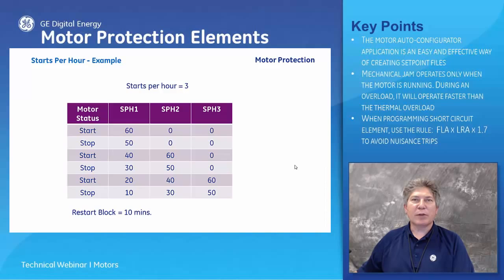If the motor stopped after 10 minutes, the first starts per hour counter would then display 30 minutes, the second starts per hour would display 50 minutes. If we wait another 10 minutes and start the motor, the third starts per hour counter would now display 60 minutes, the second starts per hour counter would display 40 minutes, and the first starts per hour counter would display 20 minutes. If the motor were to run for another 10 minutes and then be stopped, a start block would occur for 10 minutes until the starts per hour counter reaches 0 minutes. Then the start block would be removed once the counter went to 0.